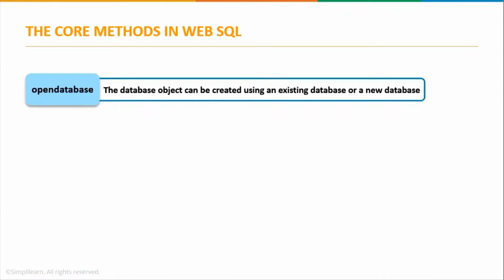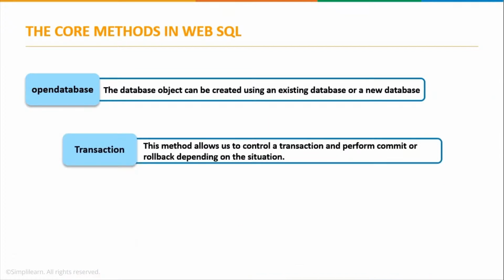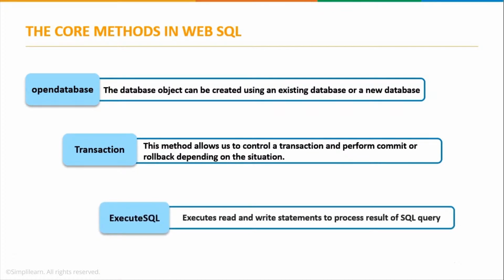Firstly, openDatabase. It creates a database object using an existing database, or it can also create a new one. Next we have transaction. This method is used to control a transaction and can perform commit or rollback depending on the situation. And finally, executeSql. It is basically used to execute read and write operations to get the result of the query. That means it is used to execute the actual SQL query that we are performing on the WebSQL. So let us now discuss them in detail.